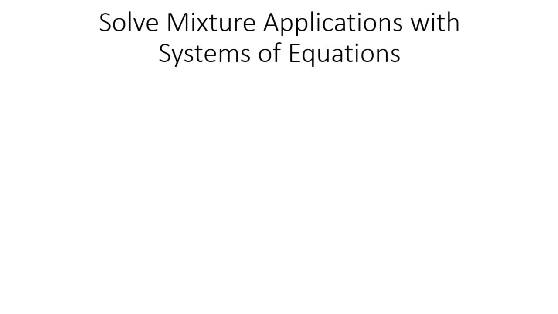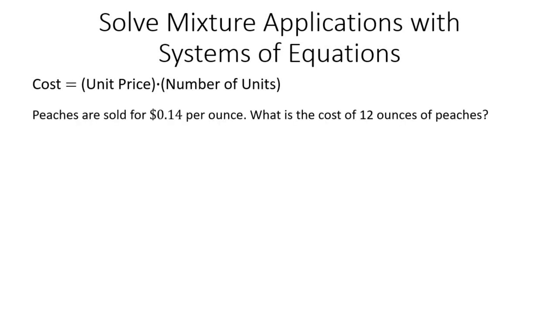To solve mixture applications, we're going to start off with a cost equation for something that has a unit price. So the cost of something that has unit price is the unit price multiplied by the number of units. For instance, if peaches are sold at a unit price of 14 cents per ounce, what is the cost for 12 ounces of peaches?